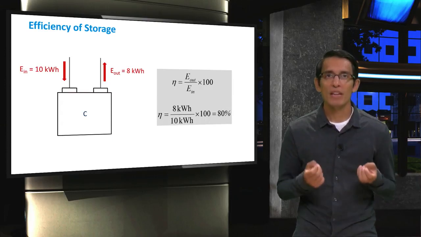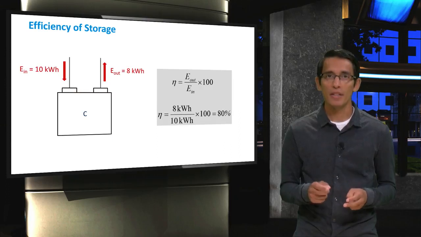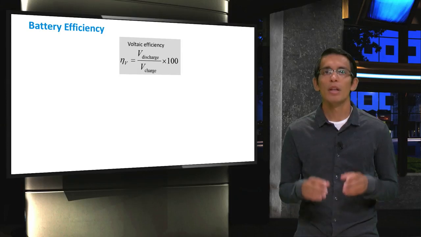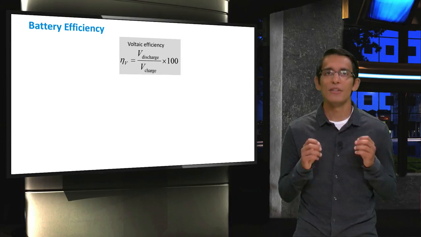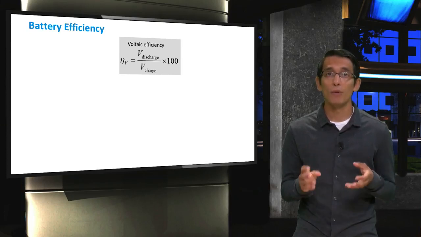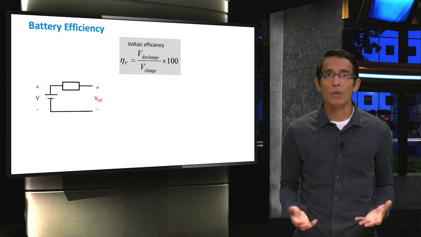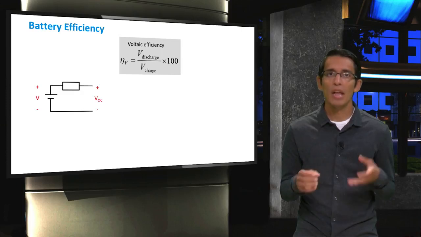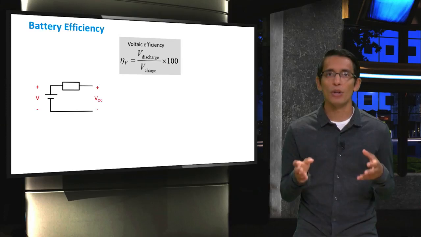The round-trip efficiency of a battery is basically the result of 2 battery losses. Thus, this efficiency is broken down into 2 efficiencies. The first is the voltaic efficiency. It is defined as the ratio of the average discharging voltage to the average charging voltage. In the previous video, we saw that a battery is modeled as a voltage source and a series resistance. This means that the actual voltage of the battery will be different to its open circuit voltage during its discharge or charging process.